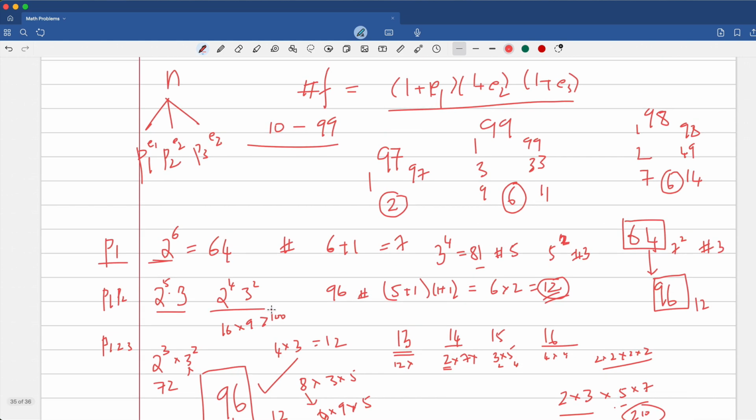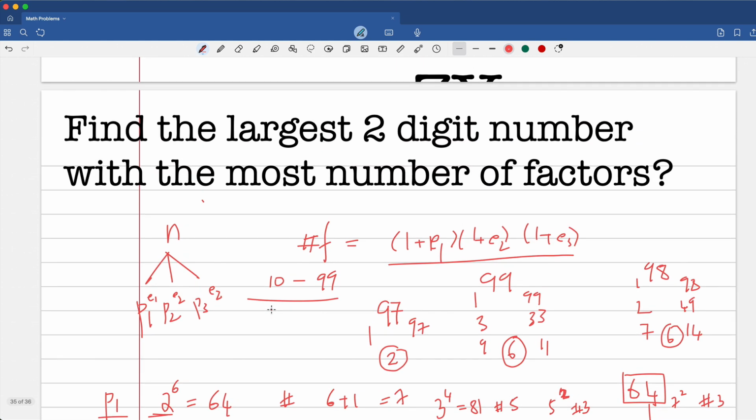And to the question of finding the largest 2-digit number with the most number of factors, the answer is 96, which has 12 factors.